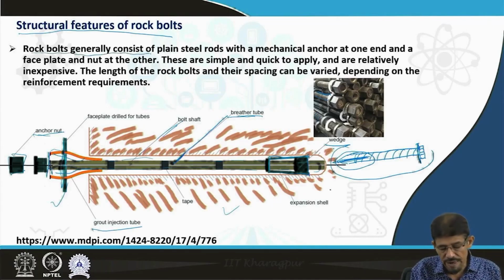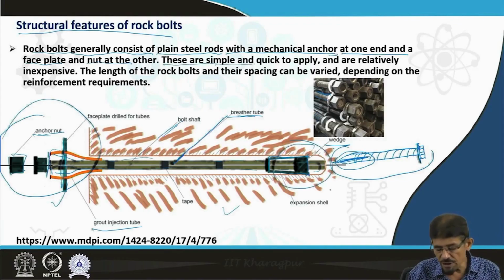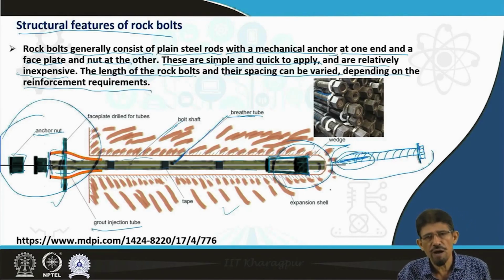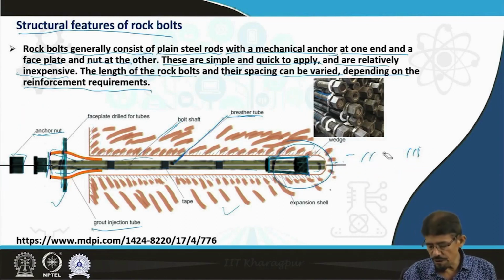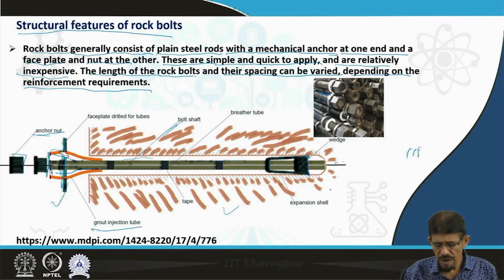A rock bolt generally consists of a plain steel rod or tube with a mechanical anchor at one end and a face plate and nut at the other end. These are simple and quick to apply and are relatively inexpensive or economical. The length of the rock bolt and their spacing can vary depending on the reinforcement requirement and nature of the strata, the geotechnical status of the ground.